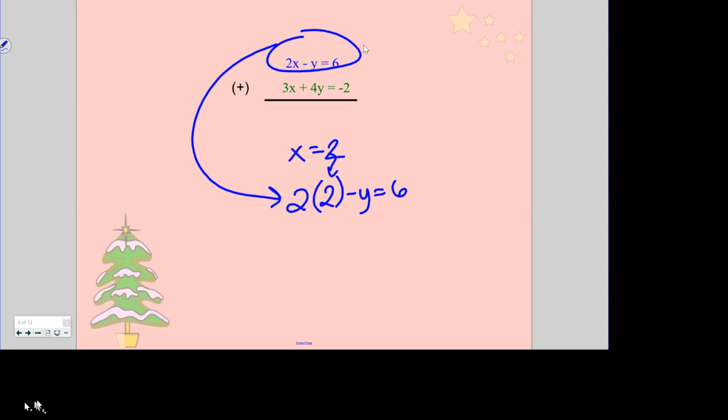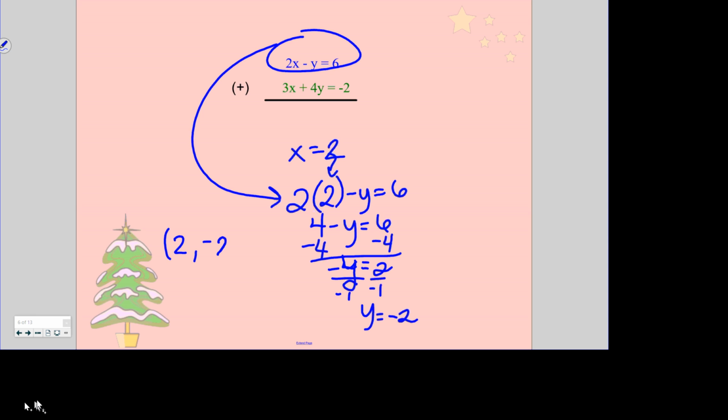You do not need to use the equation you multiplied through by. You can use the very original one. So 2 times 2 is 4 minus y equals 6. Subtract 4 from both sides. So negative y, that is a y, equals 2. Divide by negative 1, and y equals negative 2. And the solution to this system is the point (2, -2). And we're finished.